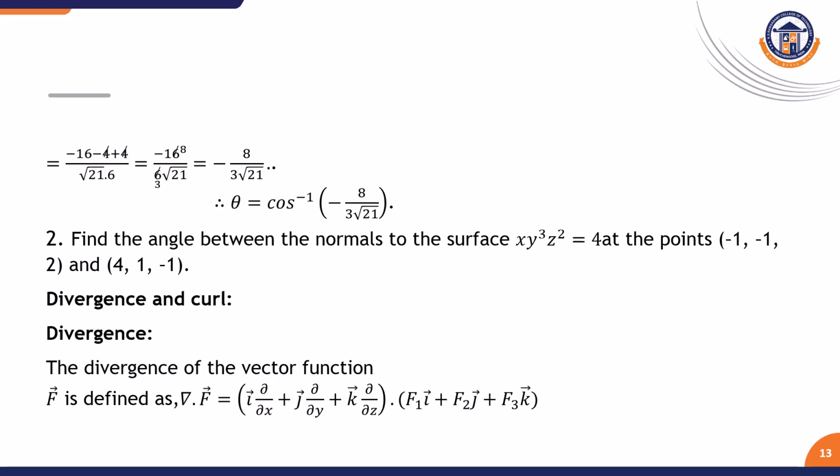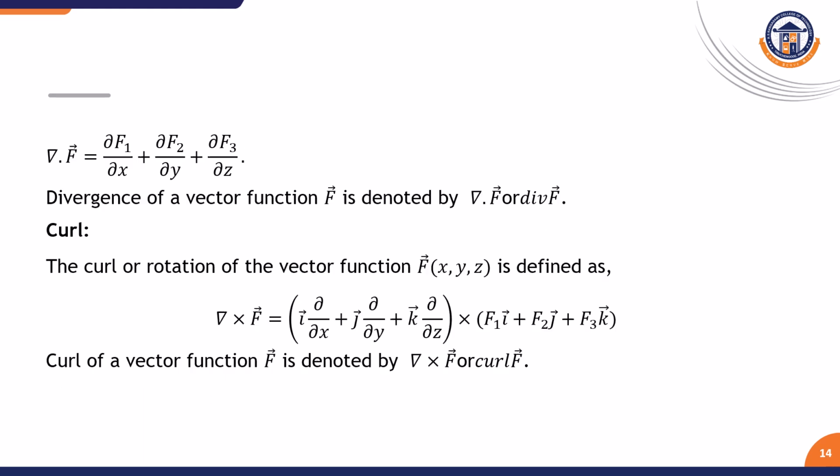Here the given function is a vector point function. We find the divergence only for a vector point function. So it is a dot product. The answer is dou f1 by dou x plus dou f2 by dou y plus dou f3 by dou z. Similarly, curl is also for a vector point function. It is a cross product. Divergence is a dot product. Curl is a cross product.